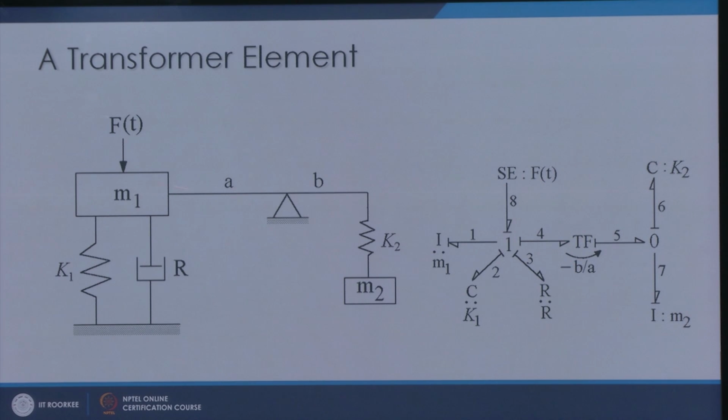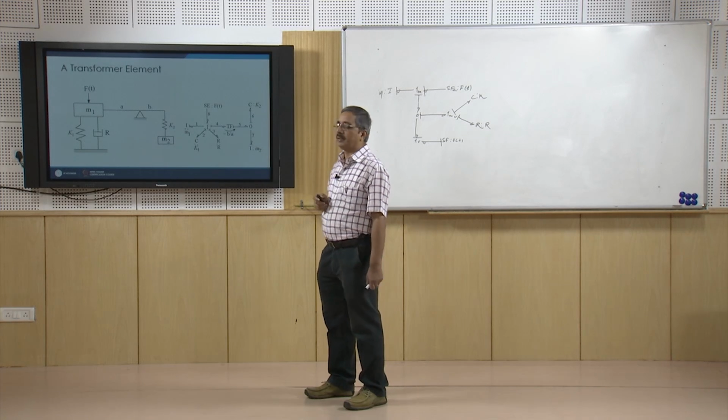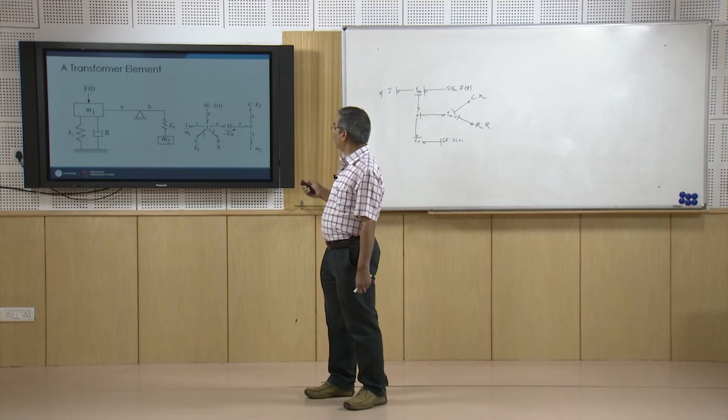Why minus here? Because the directions of motion of this end and this end are going to be opposite, okay. So, that is taken care of by putting a minus sign here, alright. So, this way we can draw the bond graph model for this system.